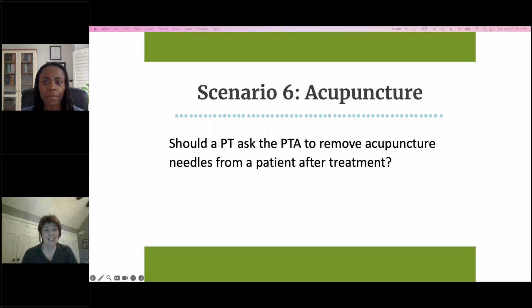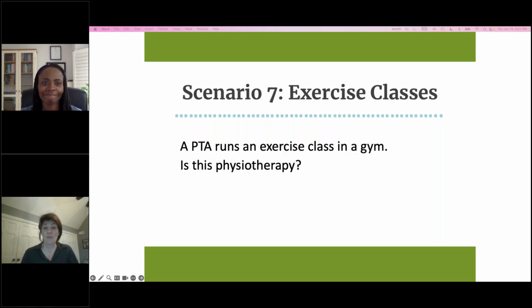So, next question. A PTA runs an exercise class in a gym. Is this physiotherapy? Why? Why not? There are a couple of things to consider when a physiotherapist assigns components of a treatment plan to the PTA. For a group exercise class to be considered physiotherapy care, the patient must first be individually assessed by the physiotherapist, and there should be a customized treatment plan developed for this patient.